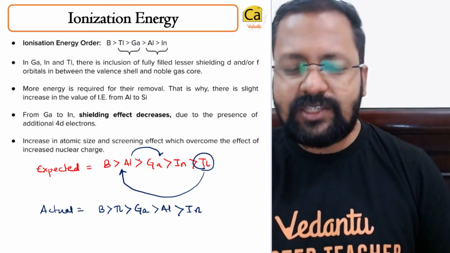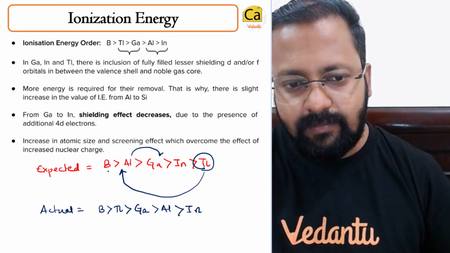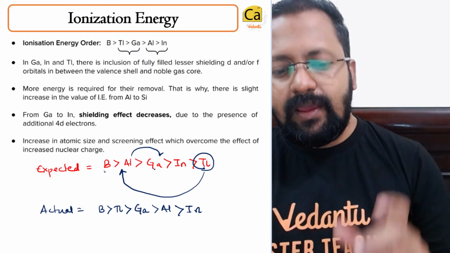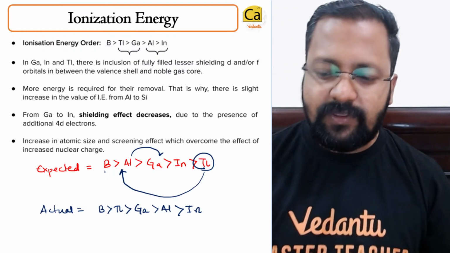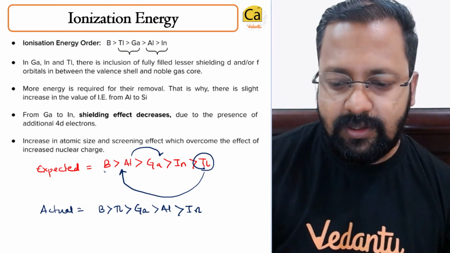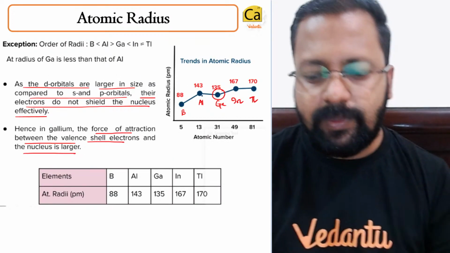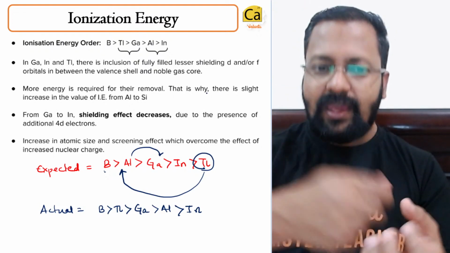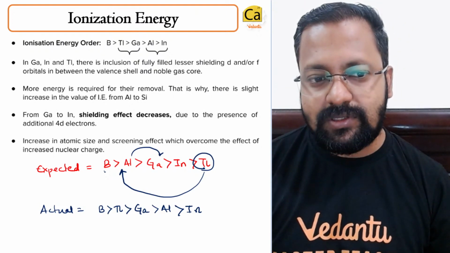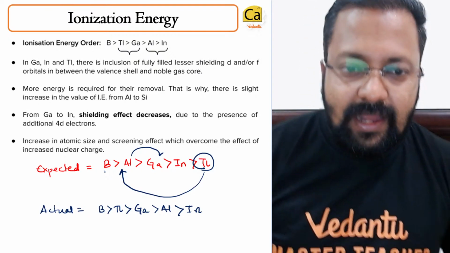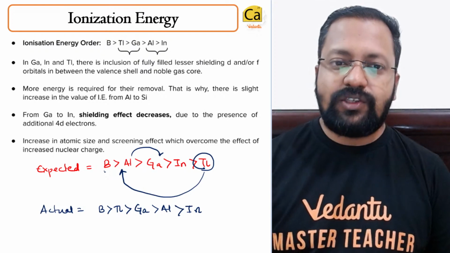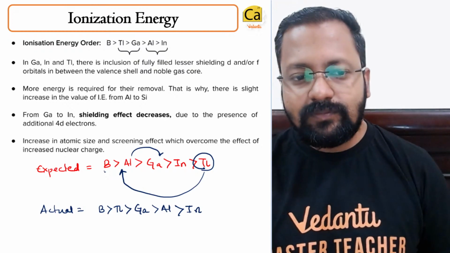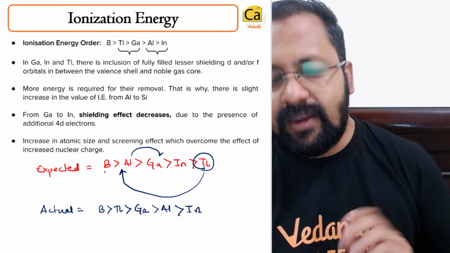So think logically. First and foremost, let's pick boron, aluminium, gallium. If I compare aluminium and gallium, I will observe that gallium is becoming smaller than aluminium. So if gallium is becoming smaller than aluminium, then removing an electron from gallium becomes difficult, and so gallium will have higher ionization energy than aluminium. So between gallium and aluminium, gallium will have higher ionization energy.